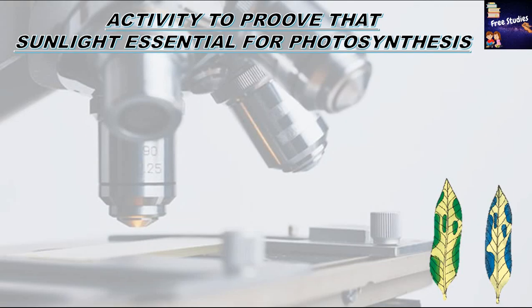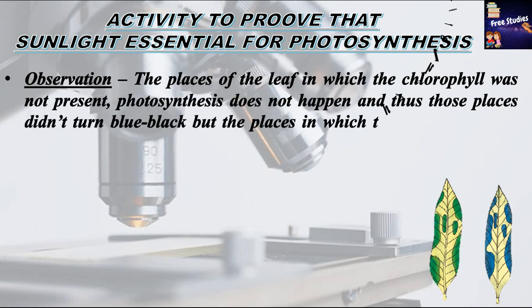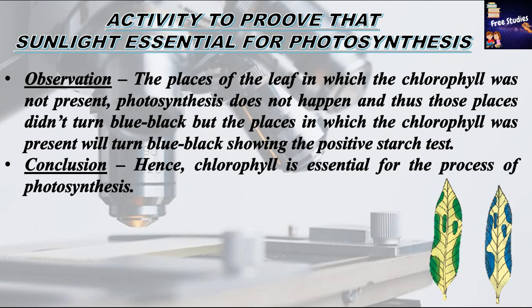After putting iodine solution, you will observe that the places of the leaf in which chlorophyll was not present, photosynthesis does not happen, and thus those places do not turn blue-black. But the places in which chlorophyll was present will turn blue-black, showing a positive starch test. The conclusion of this activity is, hence, chlorophyll is essential for the process of photosynthesis. On the screen you can see how variegated leaves look.